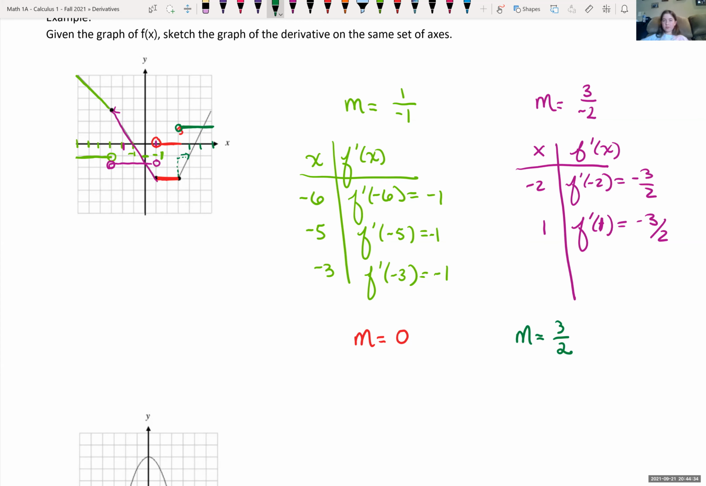Wait, won't the slope be 2? Did I get that wrong? Was it rise 2, run over 2? Yes, you're right. Rise 2. What did I just say? Okay, you're right. Thank you. So rise 2 and over 1. So that changes.